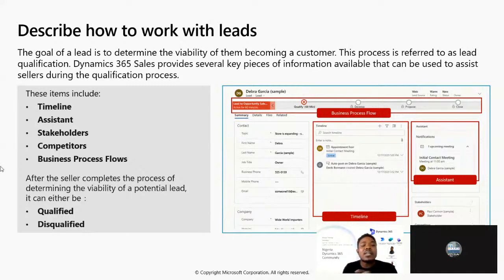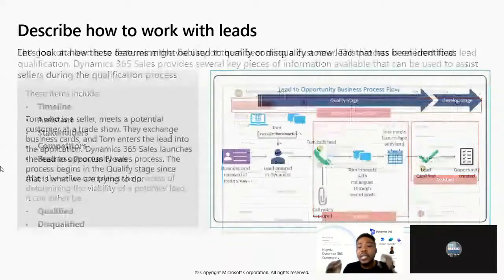So after the seller completes this process, the output of this process is just one of two. Either it is qualified or it is disqualified. If it is qualified, it goes to the next stage, which is the opportunity stage. If it's disqualified, then it's deactivated. Then we know that this person, though a potential buyer, is lost. And that is how it works.